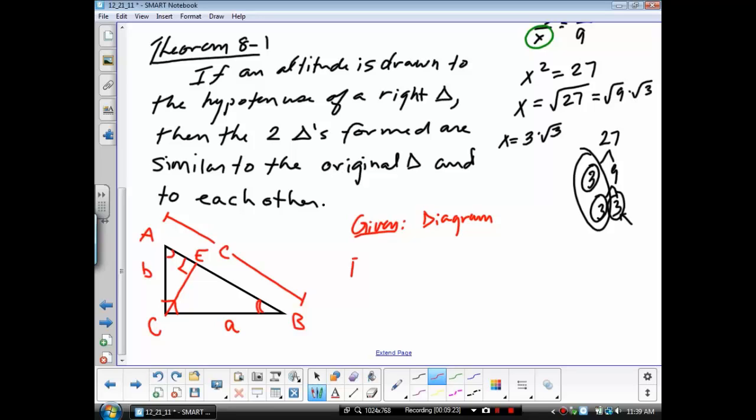And what we want to prove is that we have similar triangles. So the tricky part about this is getting the right corresponding orders in the right place. So how I look at these triangles is I think, okay, in this original triangle, I have a hypotenuse AB, I have a short leg AC, and I have a long leg BC.